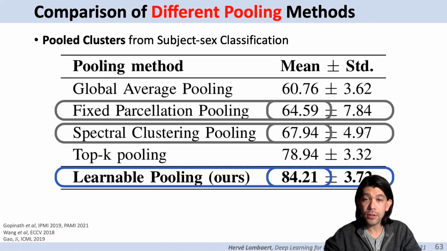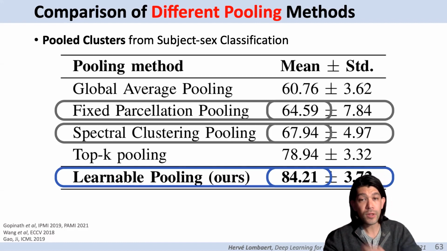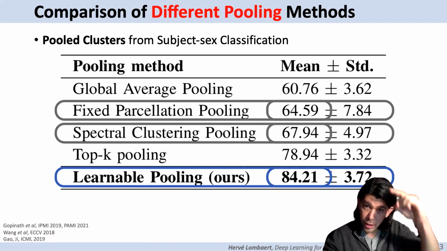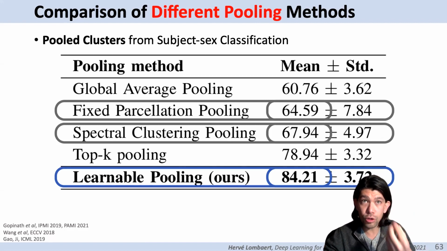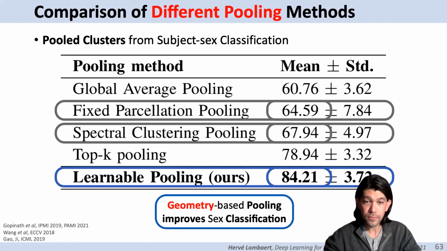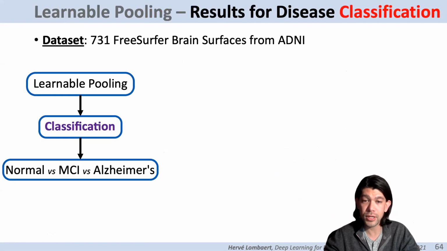Our learning method, learnable pooling in our case, would do a binary sex classification at 84%, only based on the geometry here. Spectral clustering would perform at 67%. And using a fixed parcellation, you would perform again at 64%. So you see an improvement here because we can learn how the pooling should be done, based on learning that occurs directly on the surface. That's the major difference here. Geometry-based pooling does improve the classification.